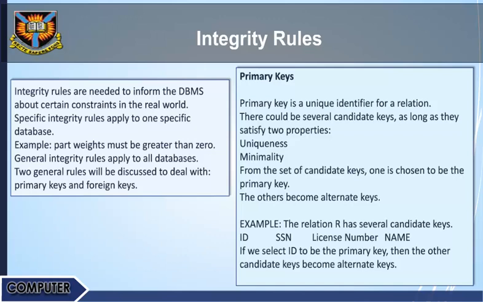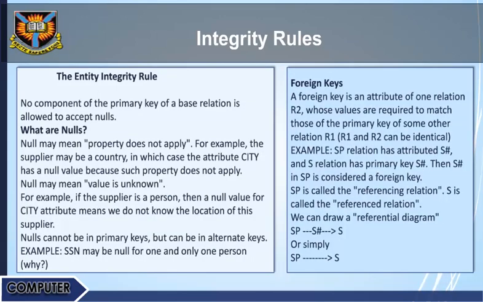Primary keys. A primary key is a unique identifier for a relation. There could be several candidate keys as long as they satisfy two properties: uniqueness and minimality. From the set of candidate keys, one is chosen to be the primary key. The others become alternate keys. Example: the relation R has several candidate keys: ID, SSN, license number, name. If we select ID to be the primary key, then the other candidate keys become alternate keys. The entity integrity rule: no component of the primary key of a base relation is allowed to accept nulls.